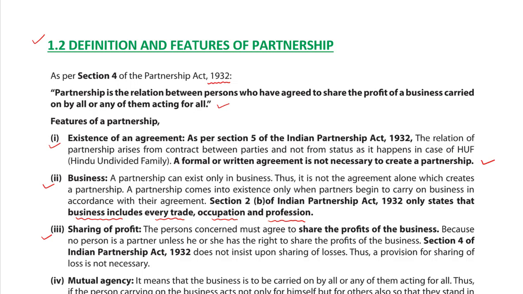Next, sharing of profits. The persons concerned must agree to share the profits of the business because no person is a partner unless he or she has the right to share the profits of the business. Section 4 of the Indian Partnership Act 1932 does not insist upon sharing of losses. Thus, a provision of sharing of losses is not necessary.